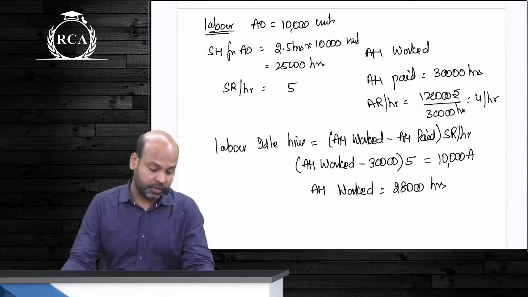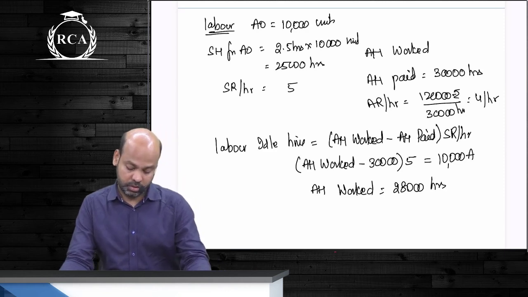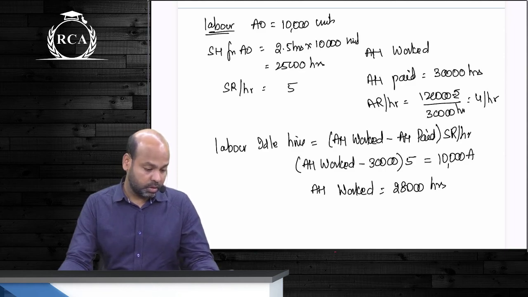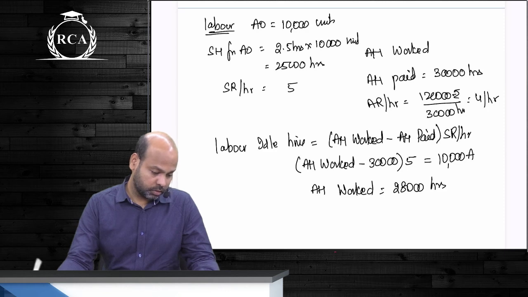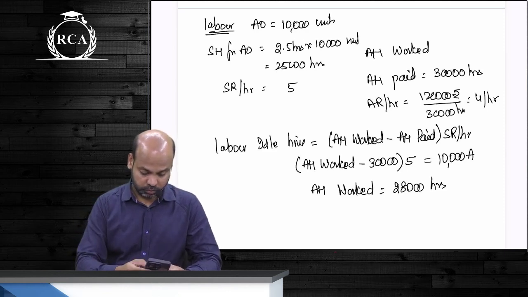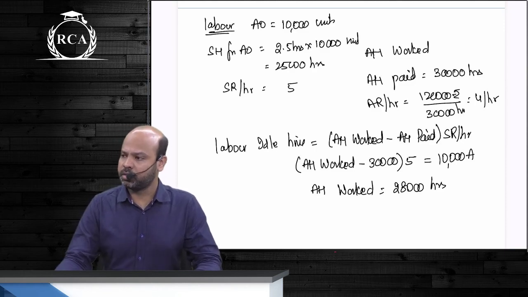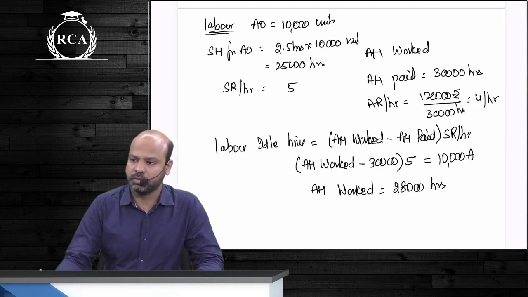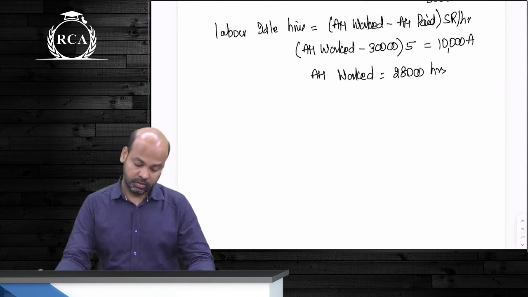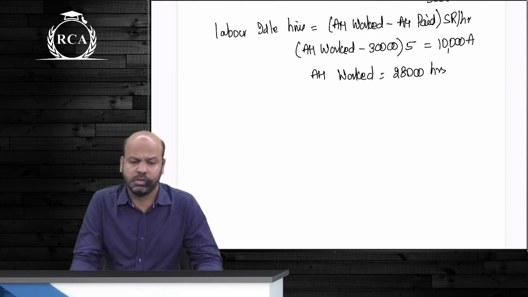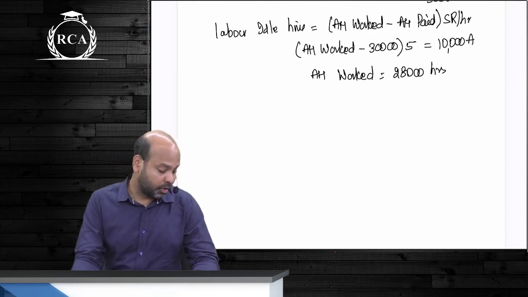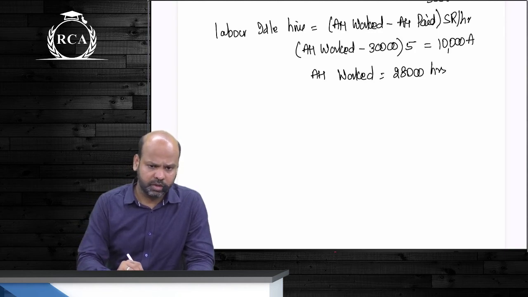Actual hours worked, guys, is 28,000 hours. Did you all get the answer? Kids, have you all done? Can you tell me, beta, how to arrive at it? What did they ask, and next?